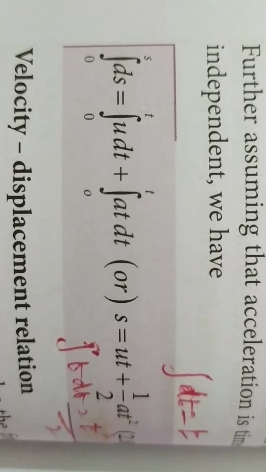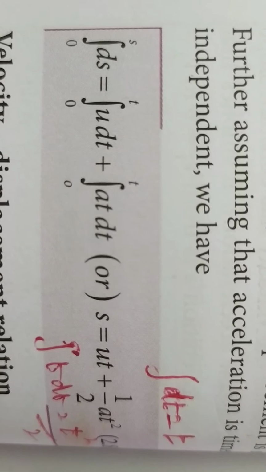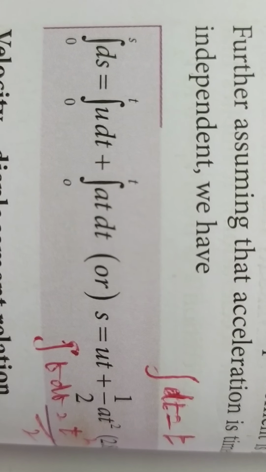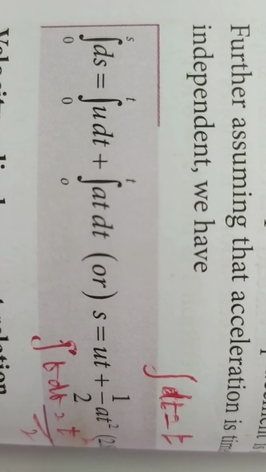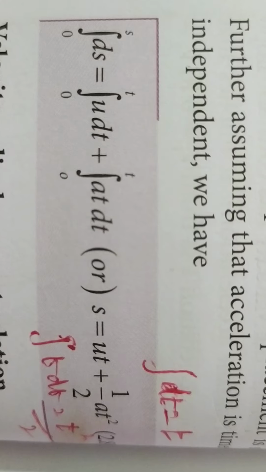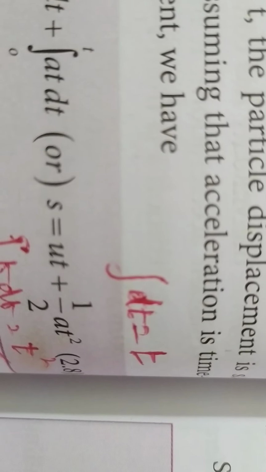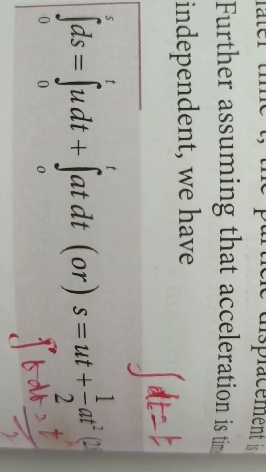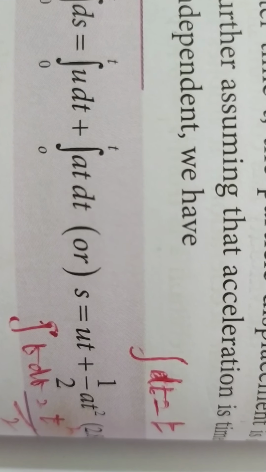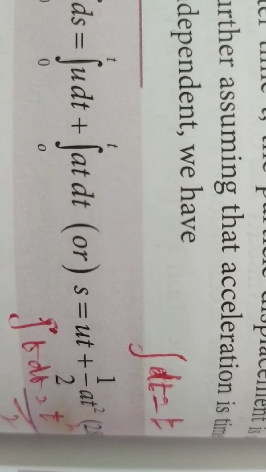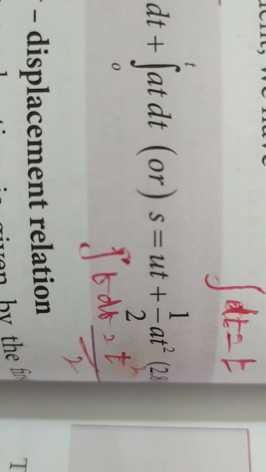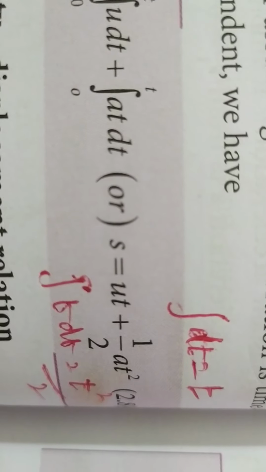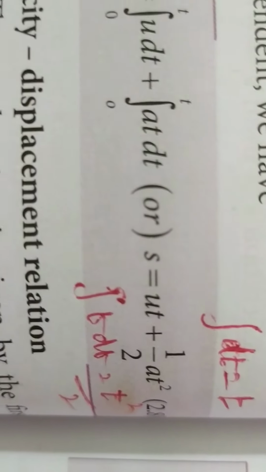Now you have to integrate, and integral 0 to s ds is equal to integral 0 to t u dt plus integral 0 to t at dt, because the limits are from 0 to s. Here the limits are from 0 to t, and already you know integral dt is equal to t. Similarly integral ds is s. So s is equal to ut plus, and you take a outside. What is integral t dt? According to calculus, it is equal to t square by 2. So s is equal to ut plus half at square. This is the second equation of motion.